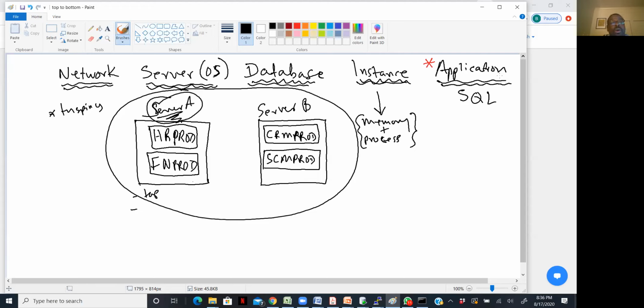This is what we call the top to bottom approach. From the network, to the server, to the database inside the server, to the instance part of the database, and to the application, which is the SQL that is being run against the database. That is called the top to bottom approach on performance tuning.